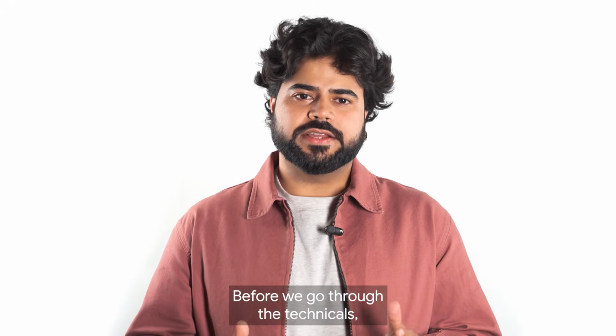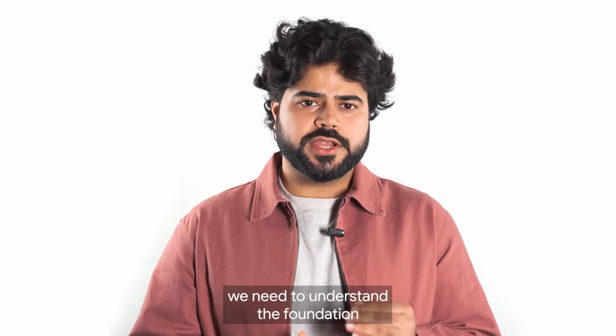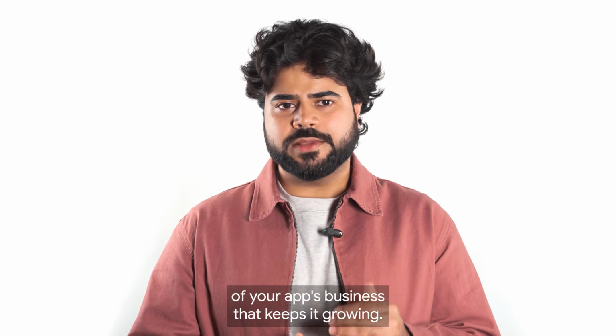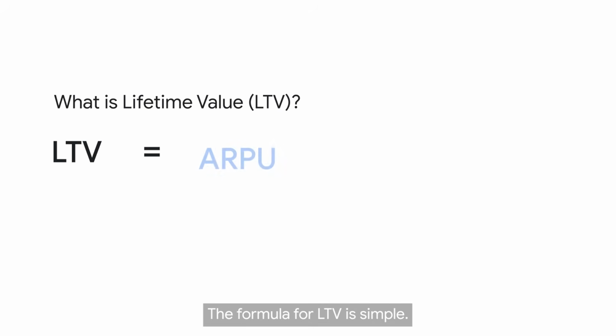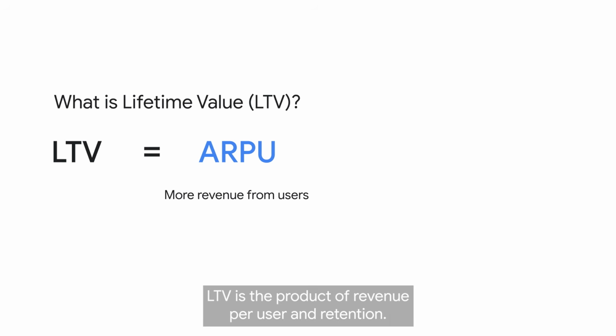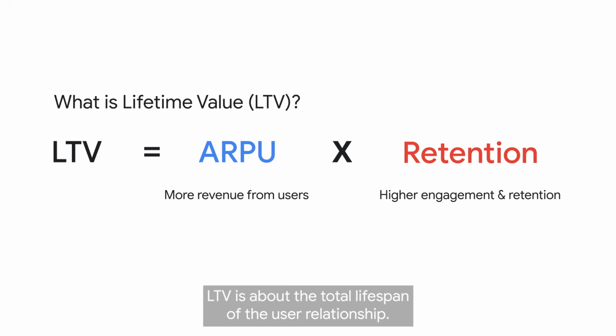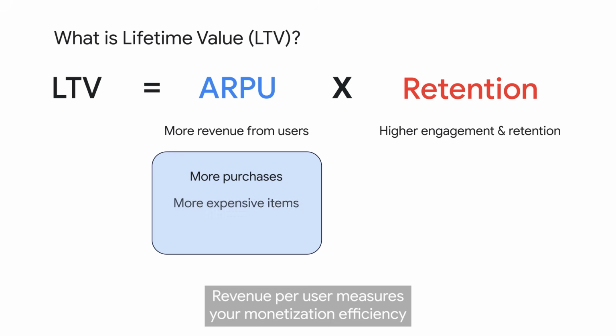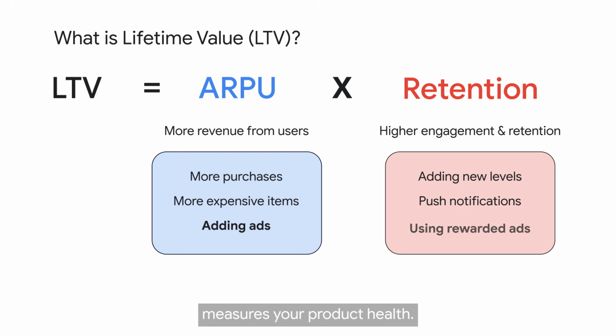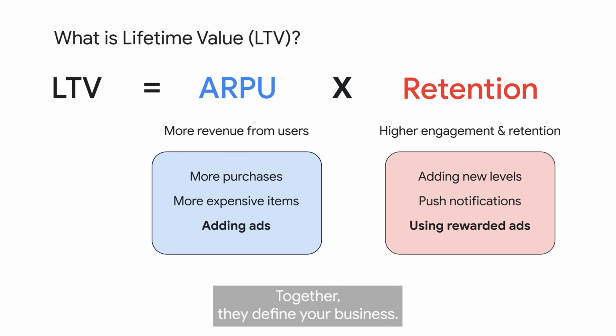Before we go through the technicals, we need to understand the foundation of your app's business that keeps it growing. User lifetime value, or LTV. The formula for LTV is simple. LTV is the product of revenue per user and retention. LTV is about the total lifespan of the user relationship. Revenue per user measures your monetization efficiency, and retention measures your product health. Together, they define your business.